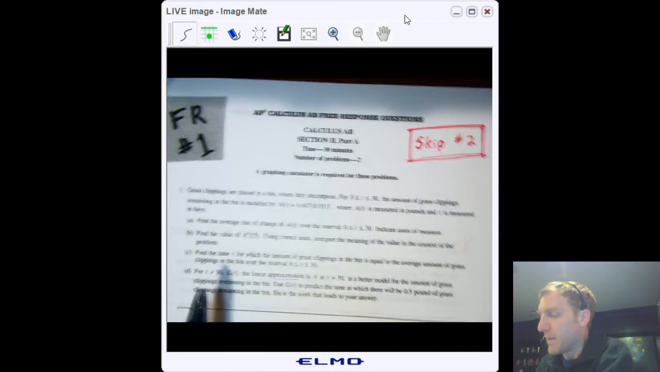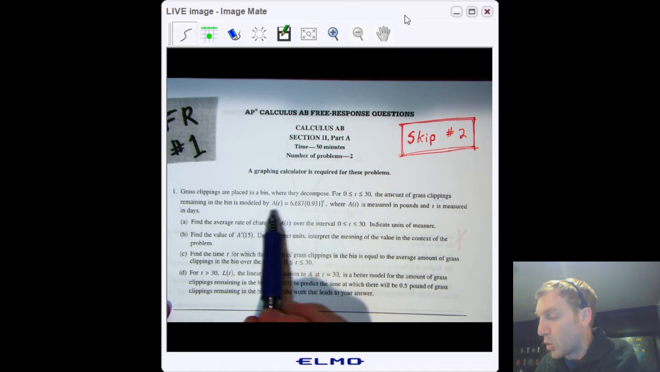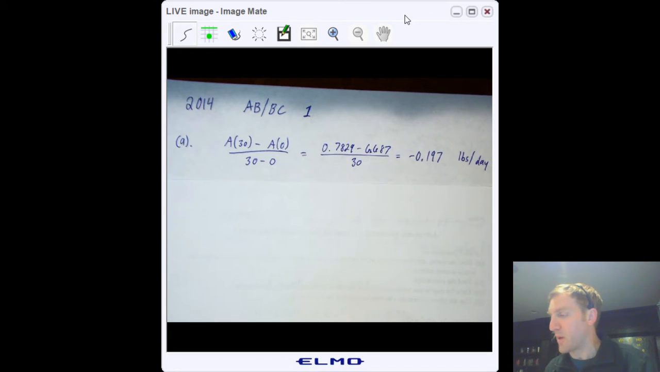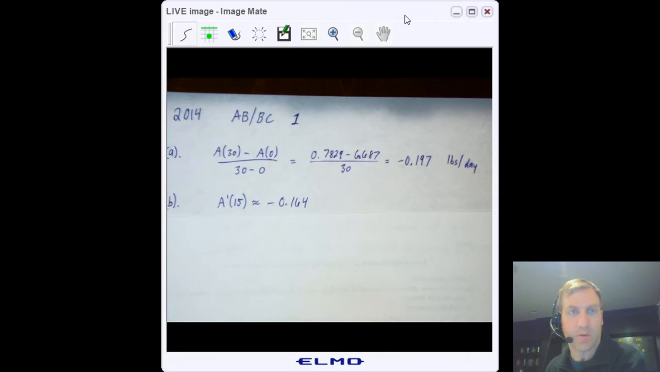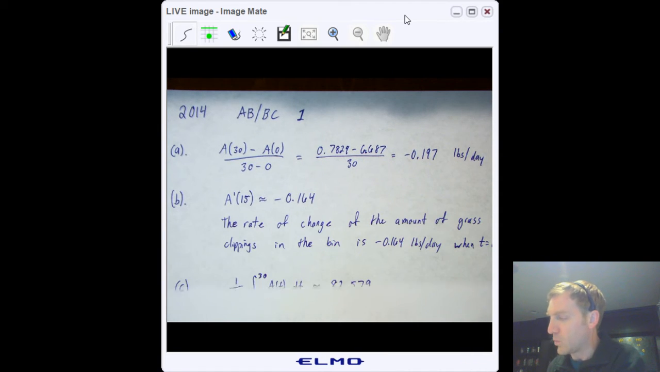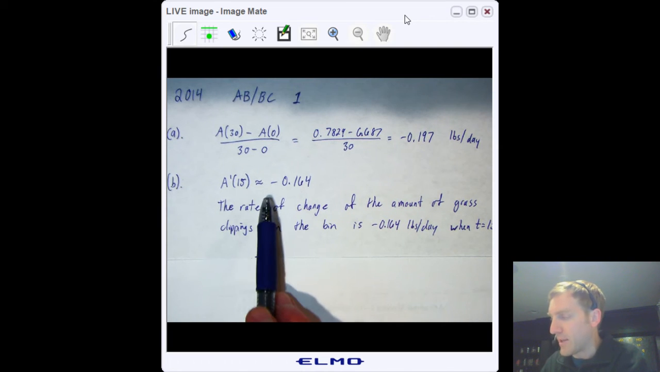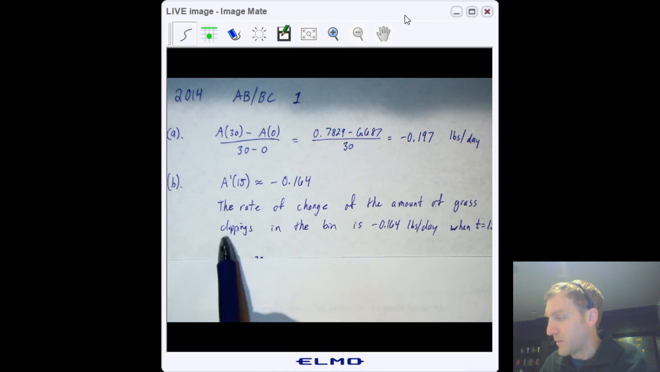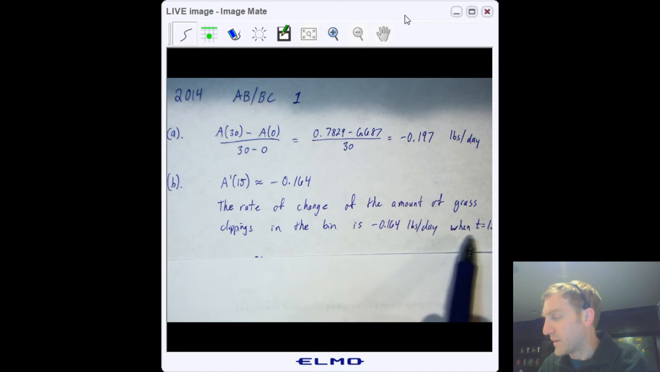All right. B, find A prime of 15. Now remember, this is a calculator question, so you don't have to do the derivative by hand. You can use the derivative feature on the calculator and interpret the meaning in the context of the problem. So in the calculator, A prime of 15 is negative 0.0164. And what does that mean? A is the amount of grass clippings. So anytime you're interpreting a derivative, just say the rate of change. The rate of change of the amount of grass clippings is negative 0.0164 pounds per day when t equals 15.